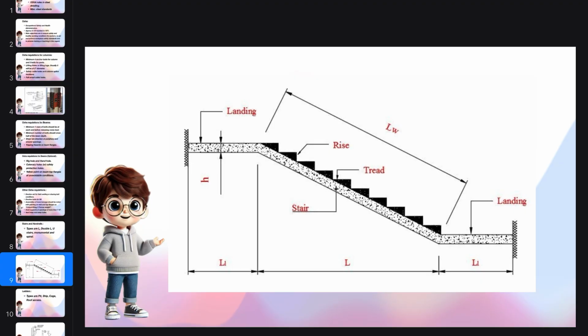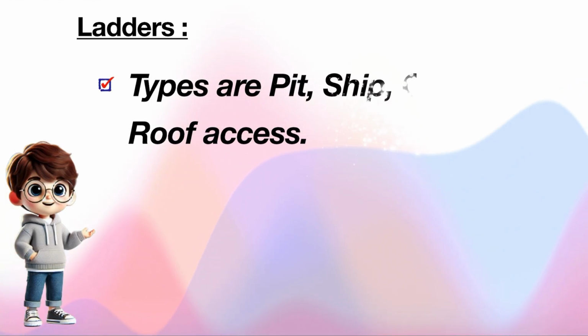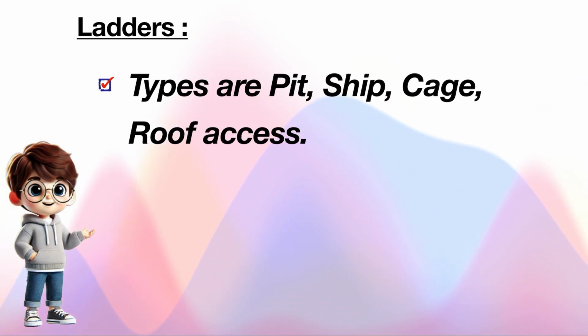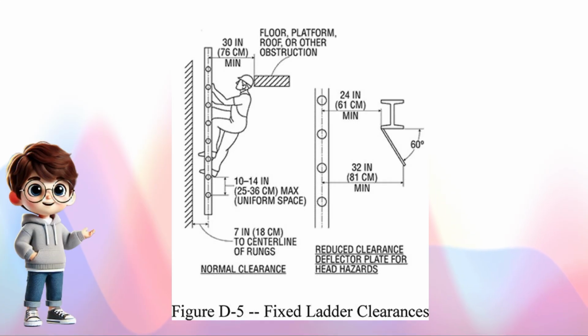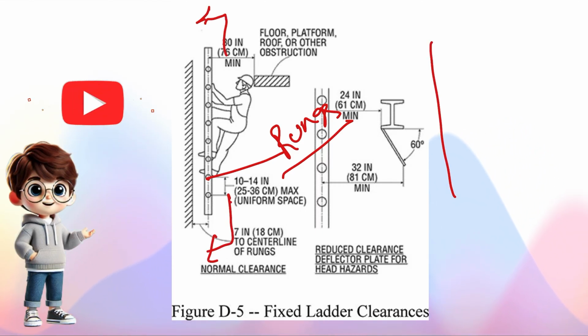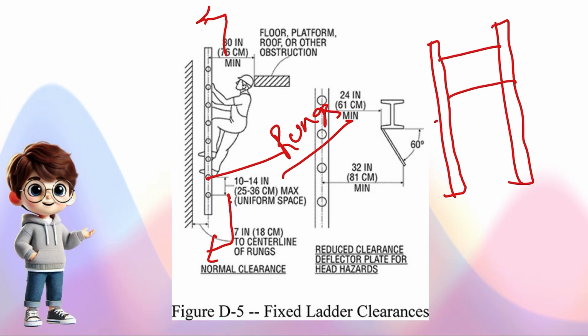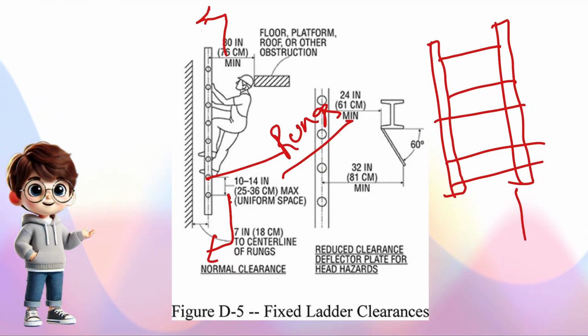So that's all about stairs, and now let's see ladders. Ladders are of 4 types: pit ladders, ship ladders, cage ladders, and roof access ladders. These are pit ladders. This on which he keeps his foot and goes up, we call these rungs. Usually this ladder, if you take it, looks like this with rungs. The width will be 1 foot 6 inches.